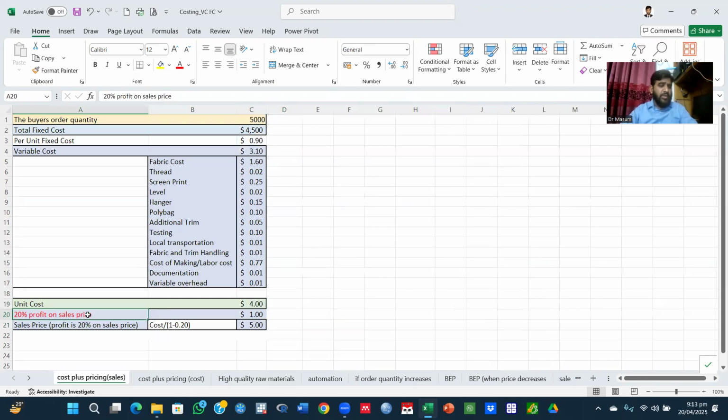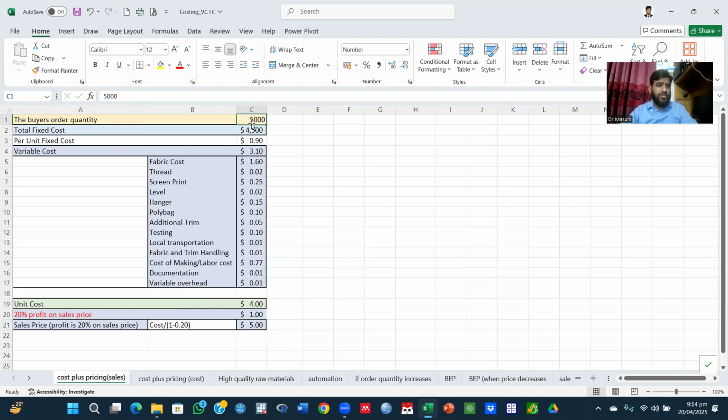In that case, if you are going to calculate your profit on sales price, then you have to consider 80%. That means 100% minus the profit of 20%. If the profit is 30%, then it will be divided by 70% or 0.70. The unit cost will be divided by 1 minus the profit rate. So this is how you can calculate the per unit price of your product.